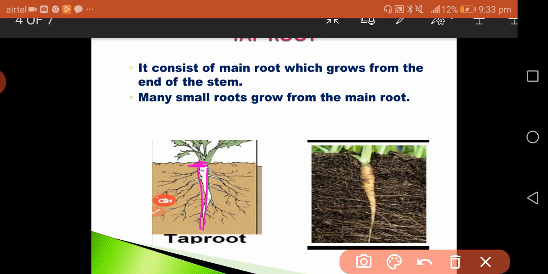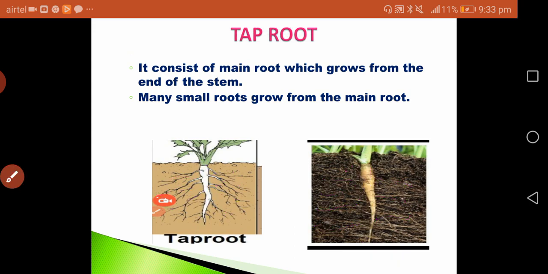This is the end of the stem and it's the main root which is growing from the end of the stem. And you will see that many small roots are growing from the main root. In another picture you can see this is the main root which is growing from the end of the stem, and you can see the small roots growing from the main root. So this is a taproot. Can you tell me an example of a taproot? You can see radish has a taproot, beetroot has a taproot, carrot has a taproot.